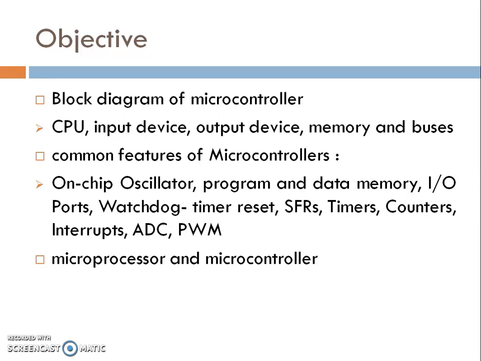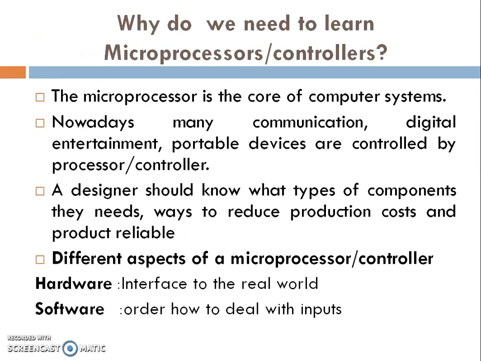Then common features of microcontroller, like on-chip oscillator, program and data memory, input output port, timer, SFR that means special function registers, timer and counter, interrupts, ADC analog to digital converter, PWM, and at last the difference between processor and controller. So first of all, why do we need to learn microprocessor or controller?